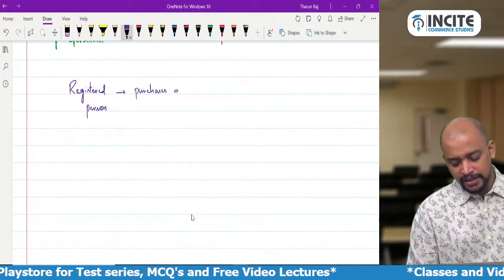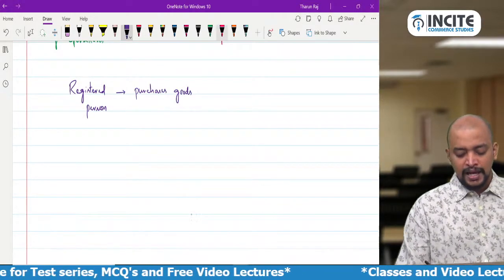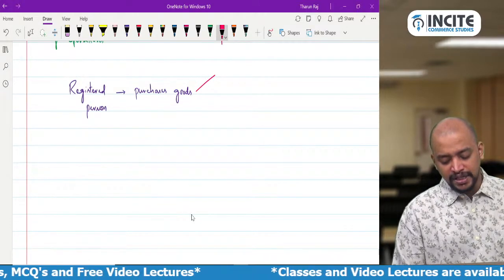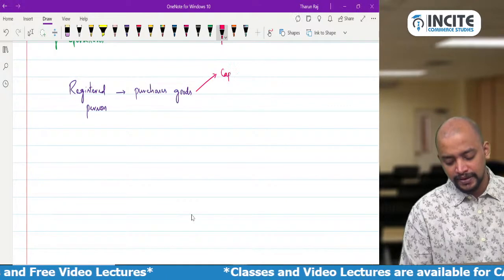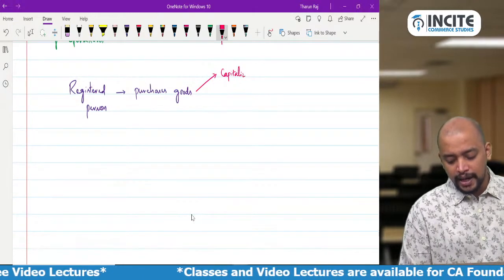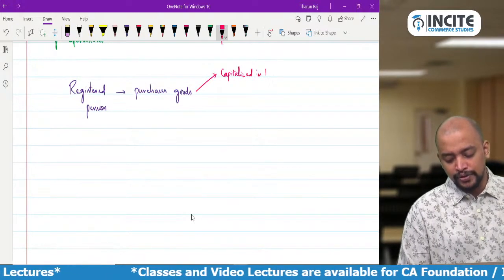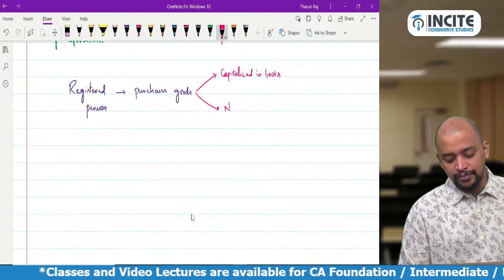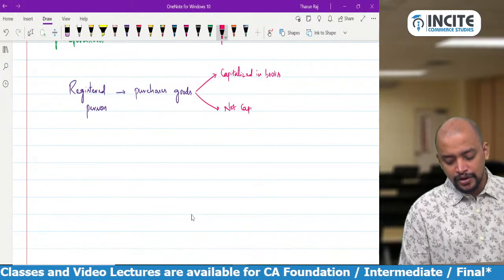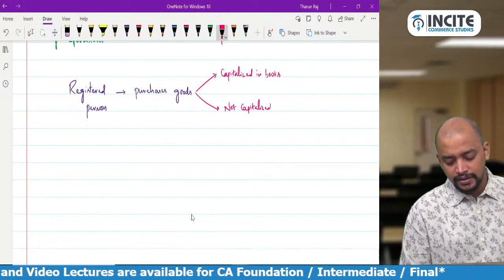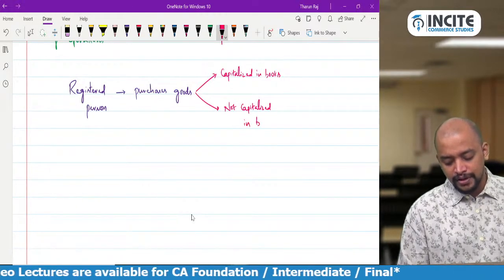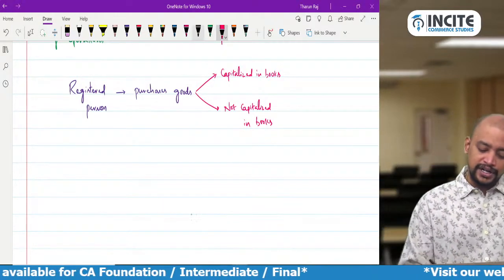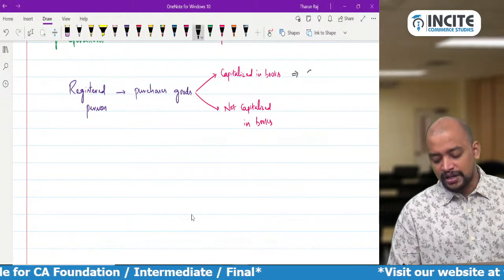A registered person purchases goods. These goods are either capitalized in books or not capitalized in books. If it is capitalized in books, it is known as capital goods.